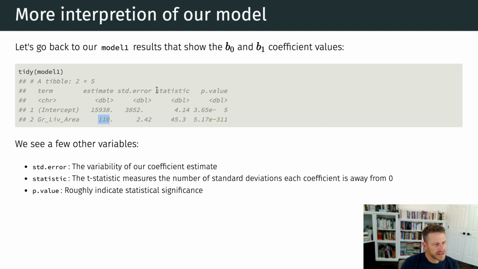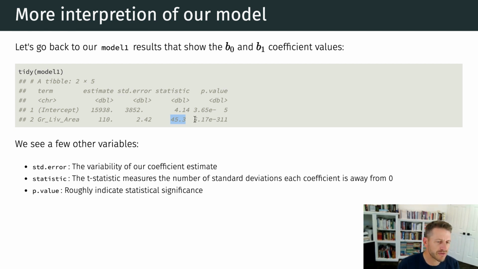Now, we also see this statistic, and this is the t statistic. Within simple linear regression, the t statistic measures the number of standard deviations that our coefficient is away from 0. Okay, so if we were to take a look at our predictor variable here and the coefficient of 110, this is actually about 45 standard deviations away from 0. Right? We can use both the standard error and this t statistic to calculate what we call the p-value.